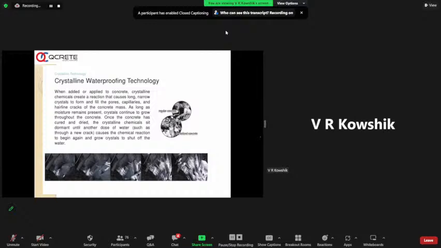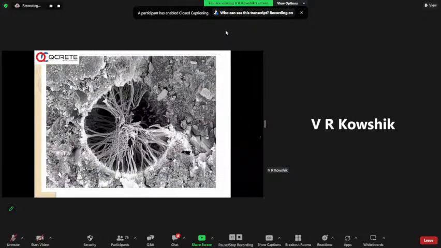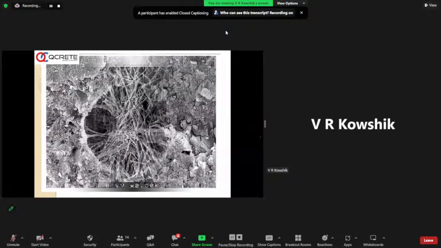So crystalline waterproofing admixtures have been used not only in other countries but in India, in many structures, and its benefits have been reaped by many of the construction companies. You can see the microscopic view of how the crystals are developed in a capillary due to the usage of crystalline waterproofing compound. Another microscopic view.